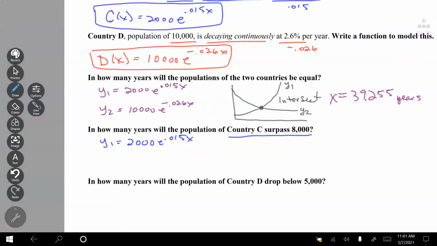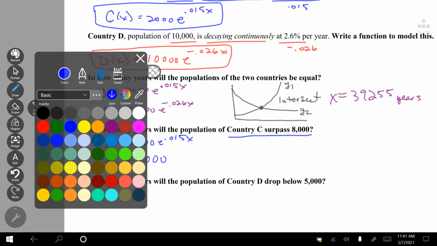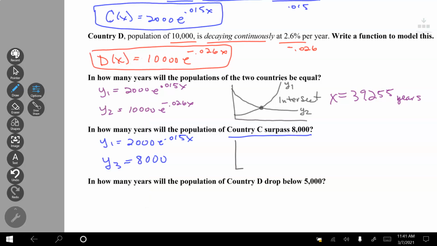So I want to know how many years it takes for the population of C to surpass 8,000. I'm going to keep y1 in my calculator, but instead of getting rid of y2, I'm going to make a new equation. y3 is equal to 8,000, because I could just turn off the y2 equation and see where they intersect. I know from what we've done for the last few days, here's my y1, the growth, here's my y3, the horizontal line 8,000, and let's see where they intersect by going to the calculator.